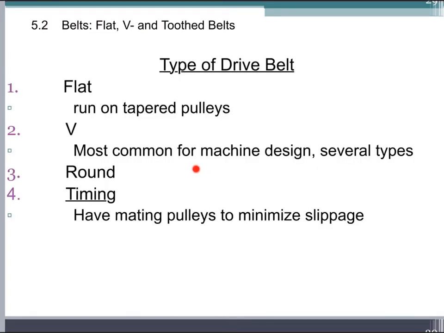There are several types of belt drive used in machines. First we have flat belts, which run on tapered pulleys, and then we have V-belts, which are commonly used in machine design, and then we also have round belt drives, and then we have timing belt drives.